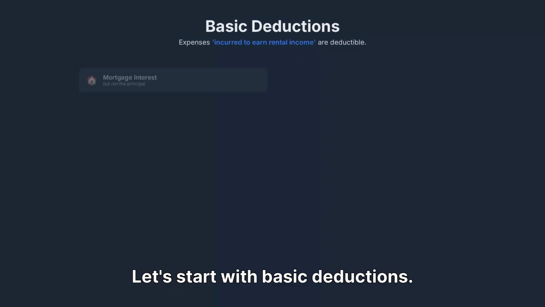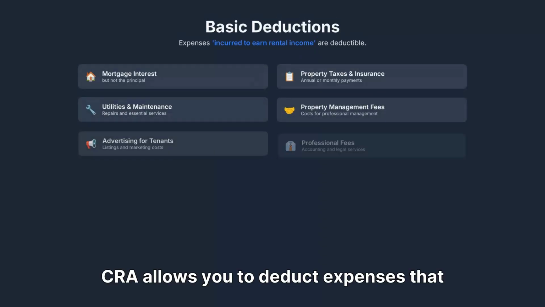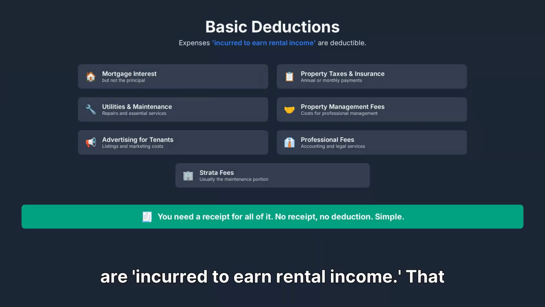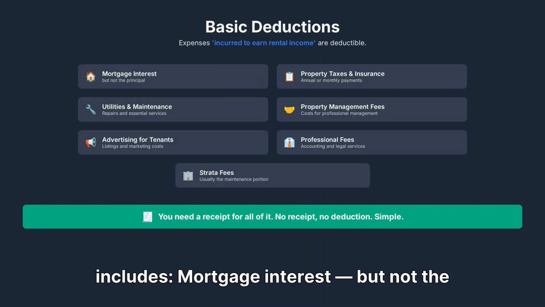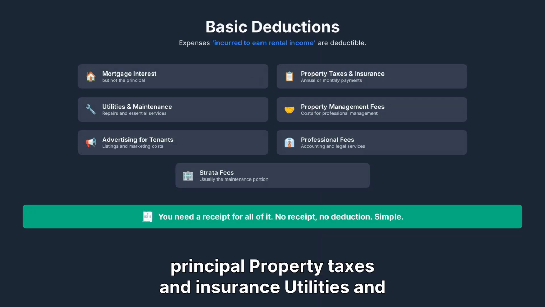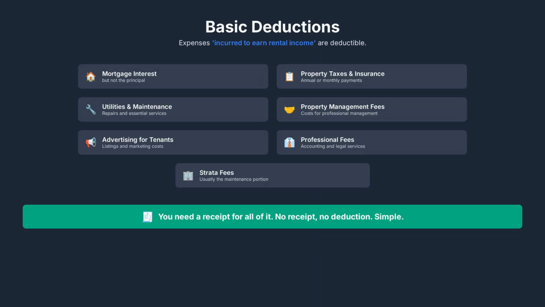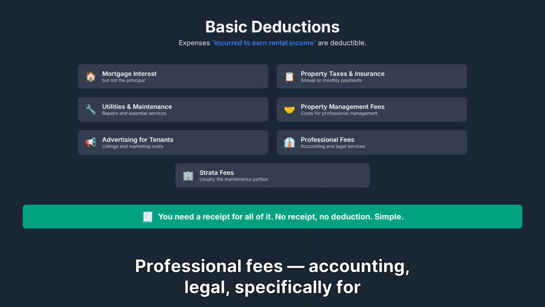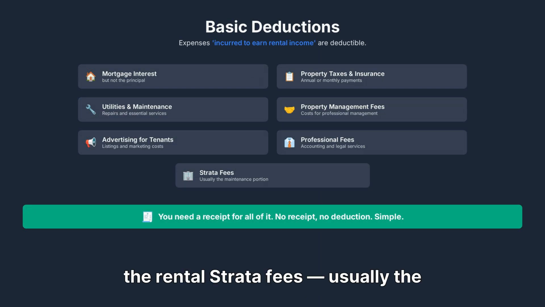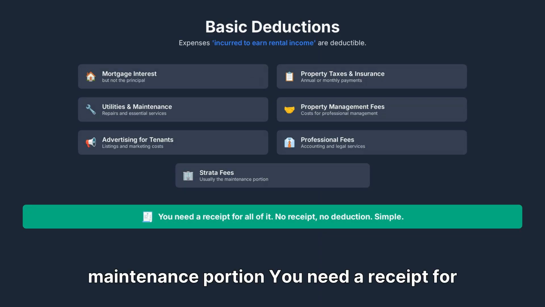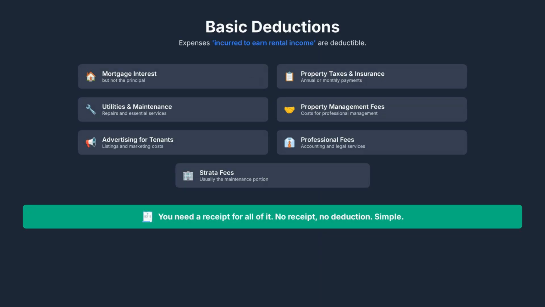Let's start with basic deductions. CRA allows you to deduct expenses that are incurred to earn rental income. That includes mortgage interest, but not the principal, property taxes and insurance, utilities and maintenance, property management fees, advertising for tenants, professional fees, accounting, legal, specifically for the rental, strata fees, usually the maintenance portion. You need a receipt for all of it. No receipt, no deduction. Simple.